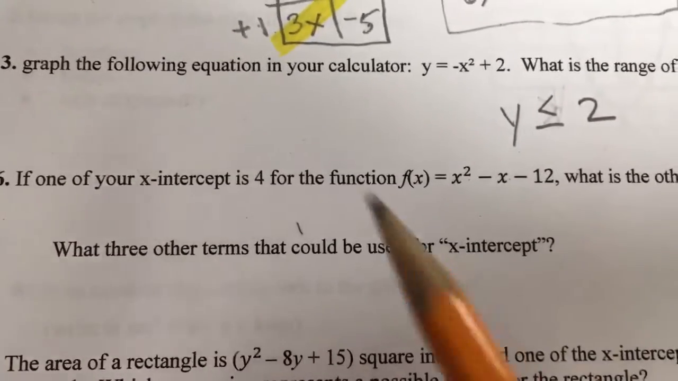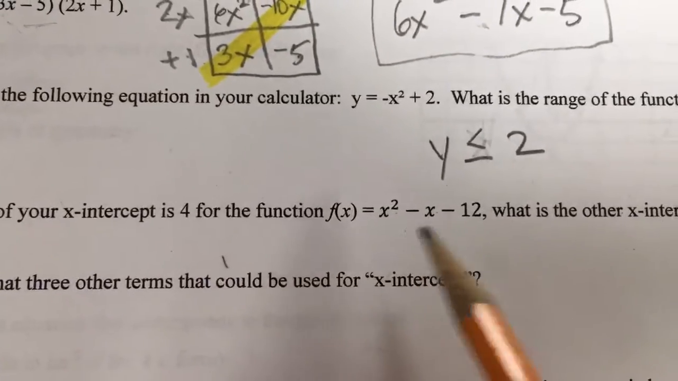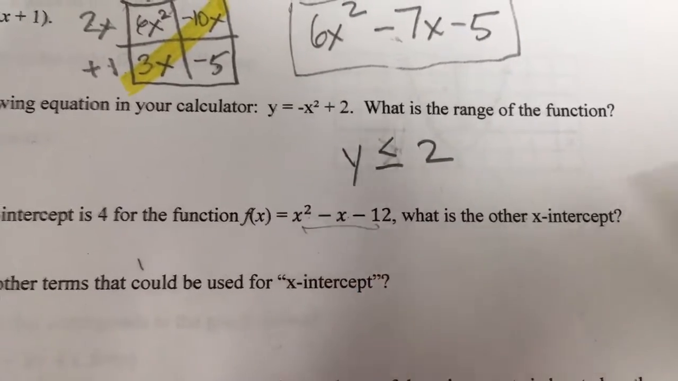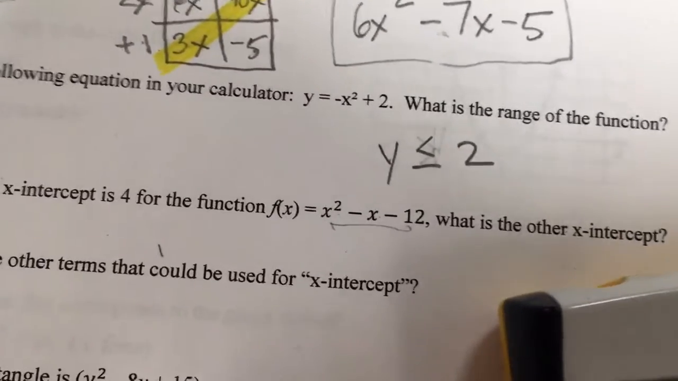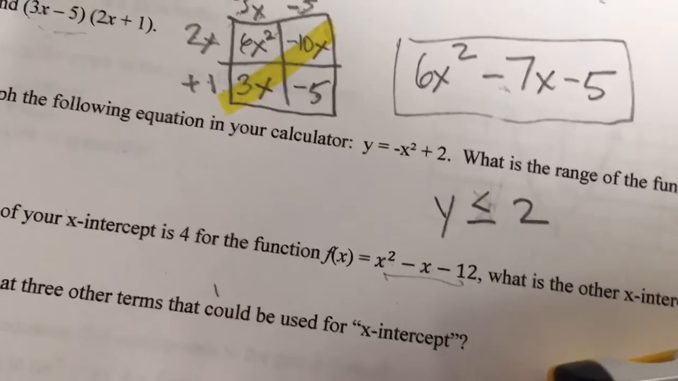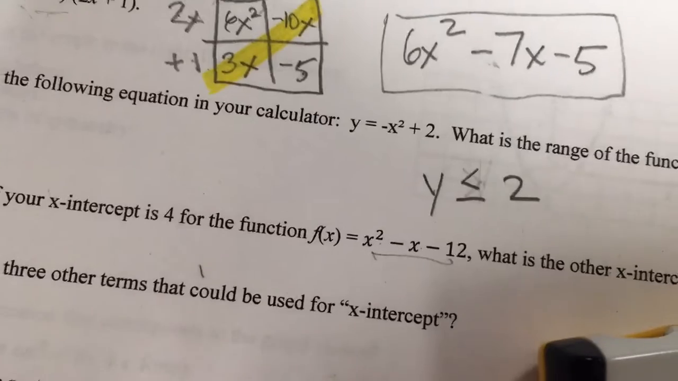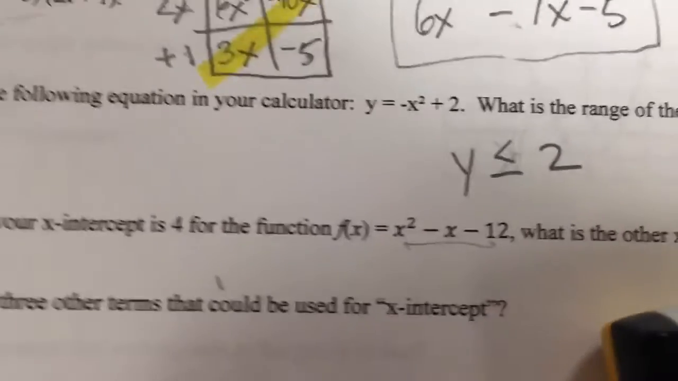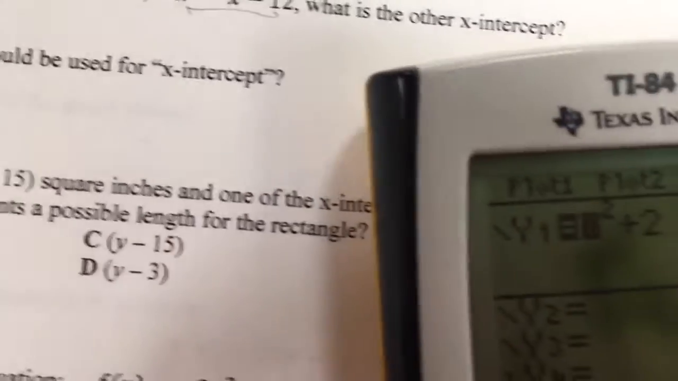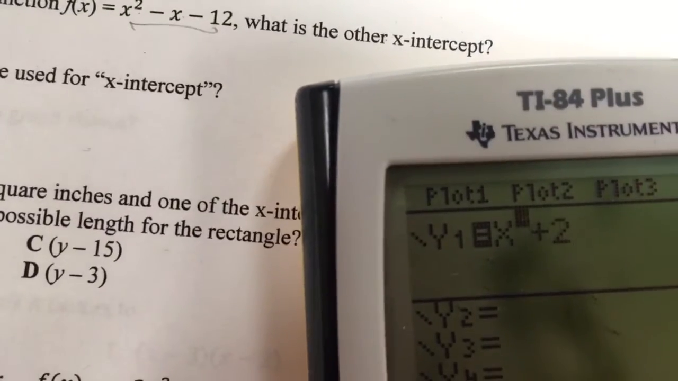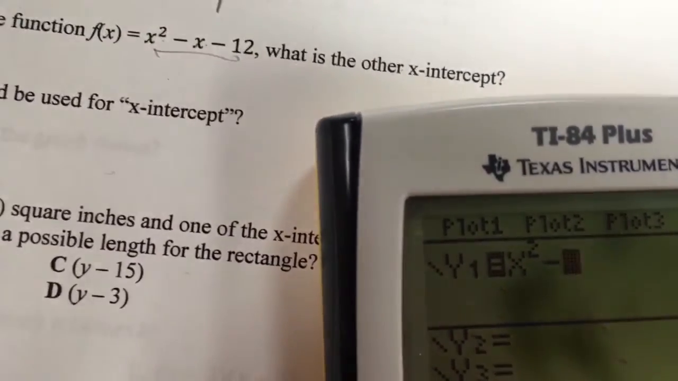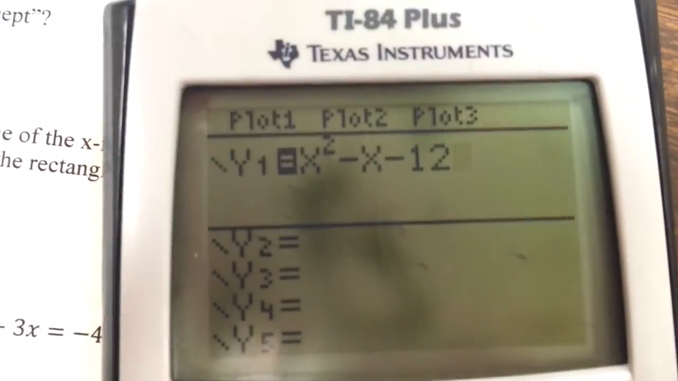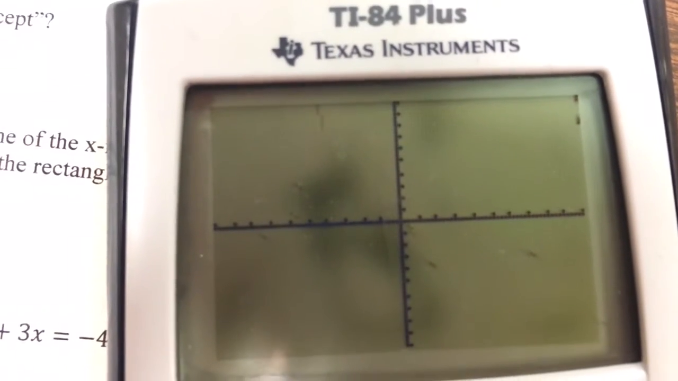Number 6. If one of your x-intercepts is 4 for this function, what is the other x-intercept? All right, so we can find the x-intercepts by graphing this and looking at it on our calculator. So let's type that equation in. Get rid of these dots first. Y equals, so we have x squared minus x minus 12. Typed in there. I'm going to graph it.